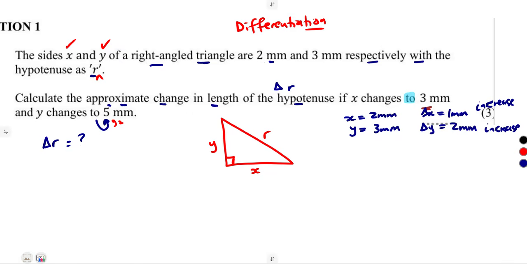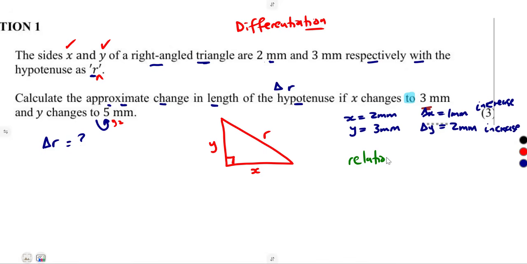So the question here is for us to determine the approximate change in length of the hypotenuse. The change that is going to happen in the hypotenuse must be affected by the two variables that we are given, which are x and y. So we must have a relationship first, a relationship of r in terms of x and y. That is the one that we need.